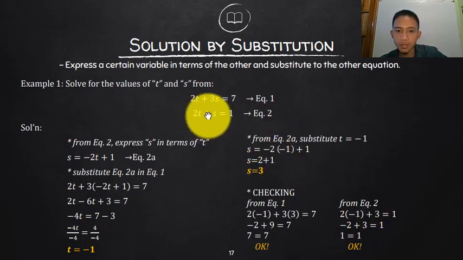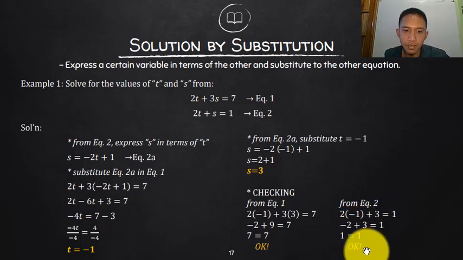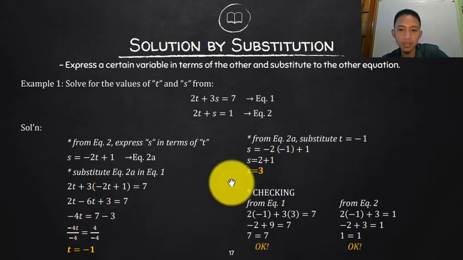Equation 2. So substitute t as negative 1 and then s as positive 3. So that will be negative 2 plus 3. Negative 2 plus 3. Is that one? Yes. So we are 100% sure that our answer is correct. T is negative 1 and s is positive 3. Okay, so that is substitution.